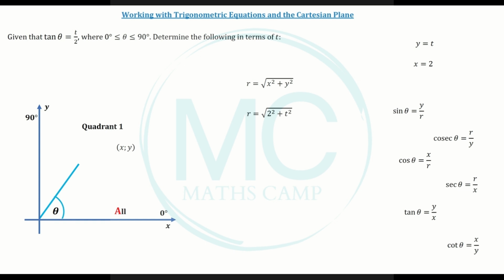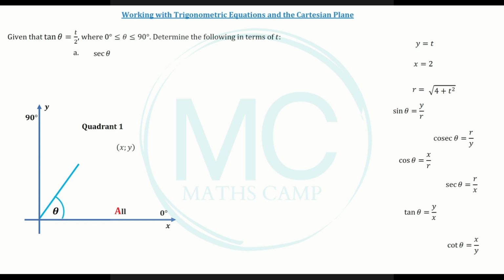Now we can square, and we get 2 squared, which is 4, plus t squared, under a square root. 4 and t squared are unlike terms, so we cannot add them together. This means that we cannot simplify this term any further, and this is our value for r. Let's make a note of it up here, tidy up our page, and now we can start with part A.